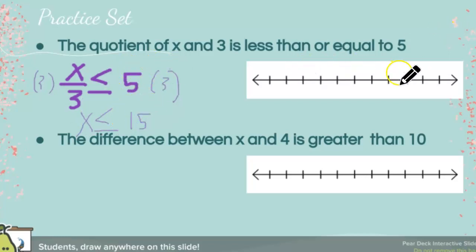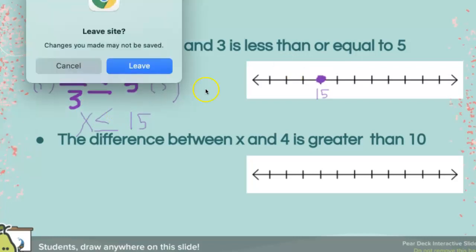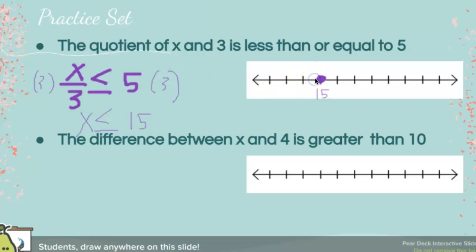Since our graph is open, it doesn't have a number, we could just plot 15 anywhere in that number line. I could put it here if you want. And since it is less than or equal to, I could just make it dark because 15 is one of the possible answers. And since it is less, we're gonna go this side.